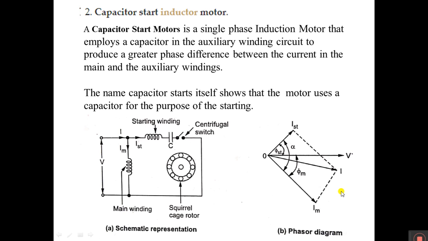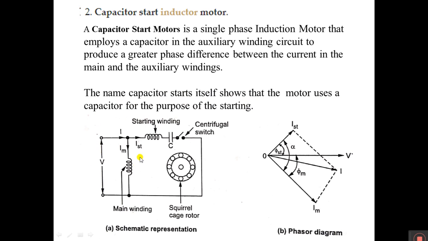Next one, the capacitor start induction motor. A capacitor start motor is a single phase induction motor that employs a capacitor along with the starting winding. It employs a capacitor in the auxiliary or starting winding circuit to produce a greater phase difference between the currents in the main and auxiliary windings. The name capacitor start itself shows that the motor uses a capacitor for the purpose of starting.